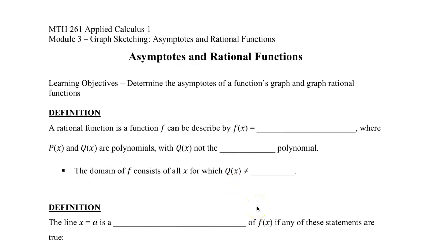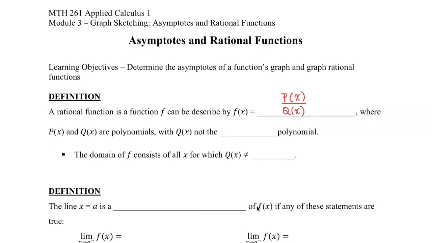So let's review asymptotes and rational functions in this video. The definition of a rational function is that we have a ratio of two polynomial functions. Let's say p of x on top, and let's say q of x is in the bottom of the fraction. So you have a ratio of two polynomial functions.